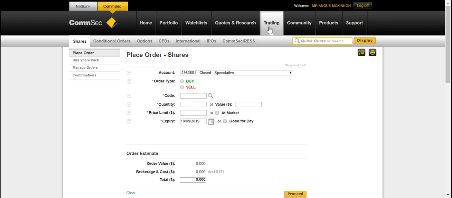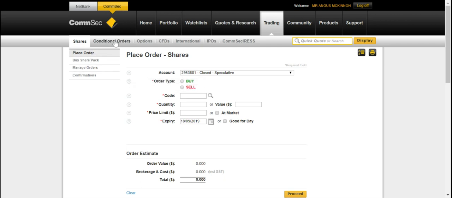So what you need to do is go to the trading tab within CommSec. I can't remember if it's there by default or not, but you actually need to ask CommSec to enable conditional orders for you. I can see that I've got my normal buy and sell at market and limit orders within my trading.